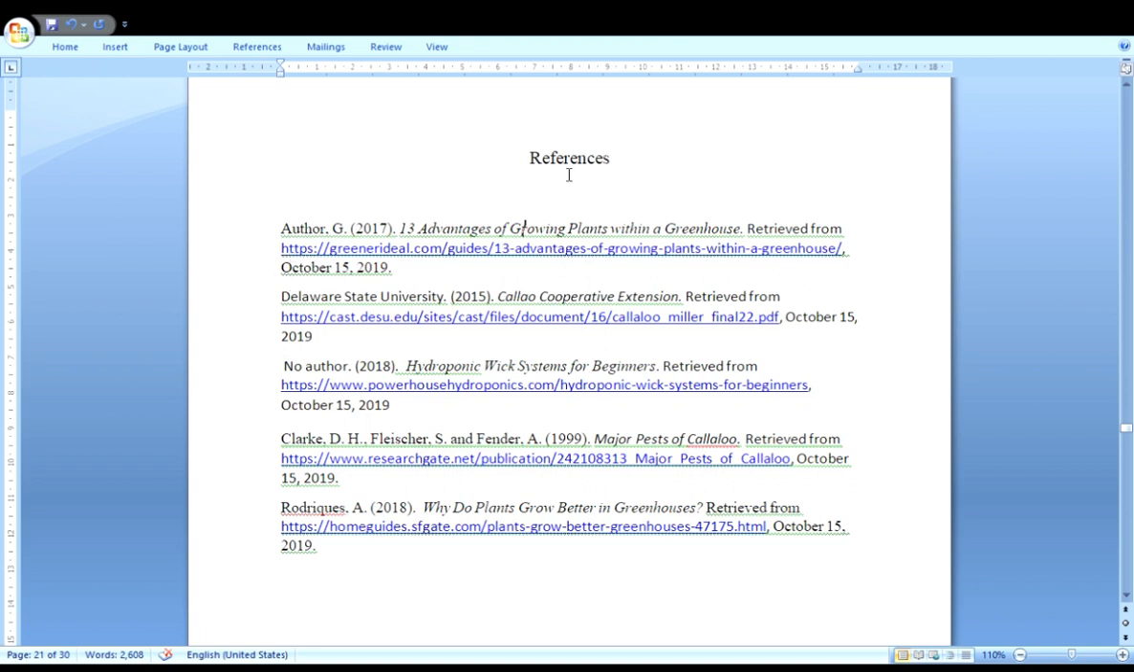And of course, when you're writing your reference heading, you should not put it in caps lock. It should be like this, just like this. And you should not underline it as well.